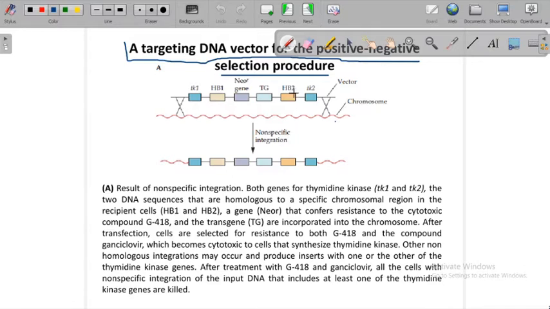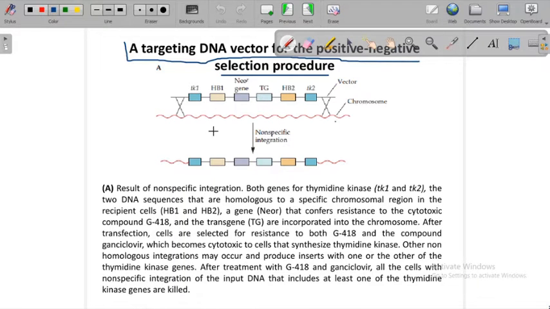The second important gene is homologous binding site 1 and homologous binding site 2. These homologous sequences of DNA are similar to the sequence of the host chromosome. Then the next gene we put here is the neomycin resistance gene, then our targeted gene, and then the homologous binding site. This is how we arrange the vector molecule.